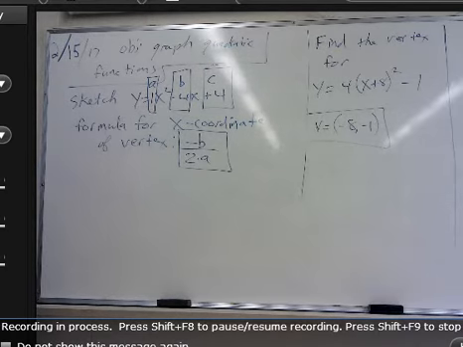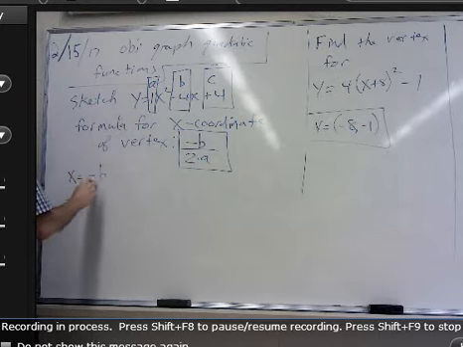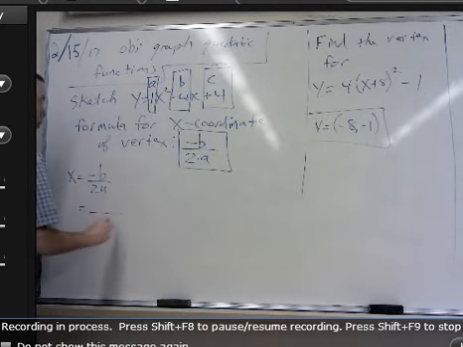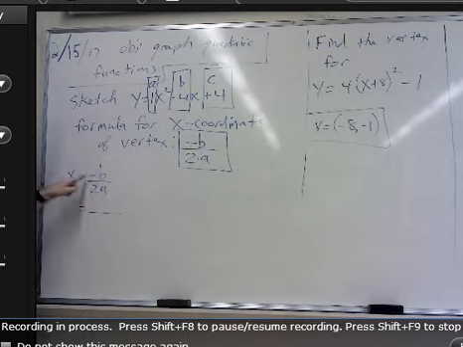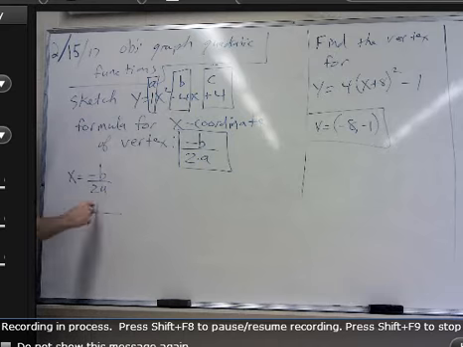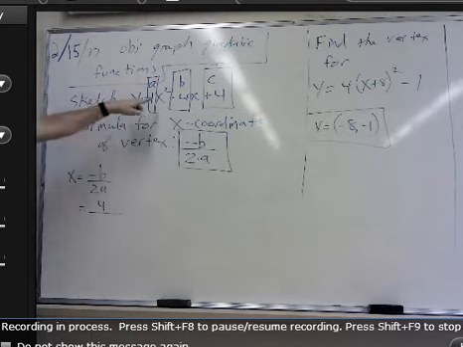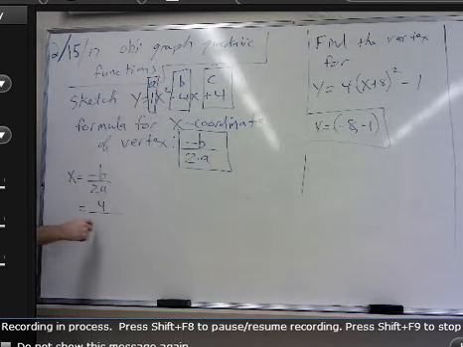Okay, so let's use this formula to find the x-coordinate of the vertex. So we got x equals negative b over 2a. So what's the value of b right now? Negative 4. And what is a negative negative 4? Positive. Positive 4. And then over 2 times a is? 2 times 1 is 2. So 4 divided by 2 is 2. So we now know that the x-coordinate of the vertex is 2. Everyone's cool so far? Great.